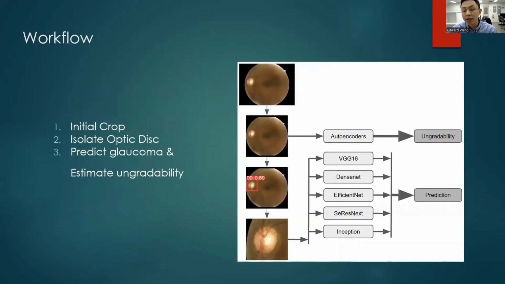I won't focus on the features of the challenge because you already know that, and instead focus on our technical workflow. So our workflow starts with an initial cropping. Then we isolate the optic disc, and finally from the optic disc we predict glaucoma and estimate ungradability.